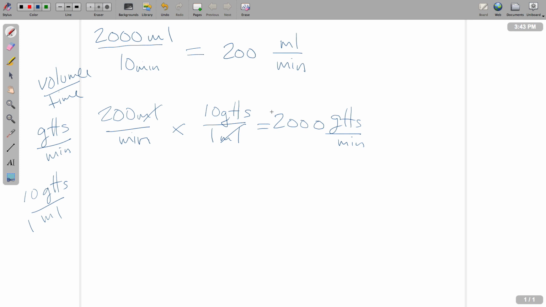So the answer we're looking for here, a couple of things we've done. We figured out the total volume to administer per minute. That was 200 milliliters per minute. Next, we converted that to drops per minute. We did that by multiplying by the administration set volume, 10 drops per ml, and we came out with 2,000 drops per minute. So 2,000 drops per minute is how many drops we'd have to administer in order to give 2,000 milliliters over a 10-minute period of time.